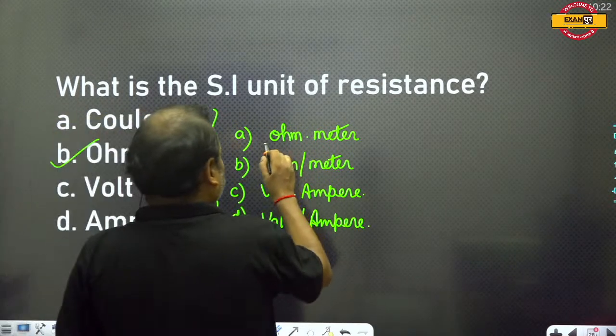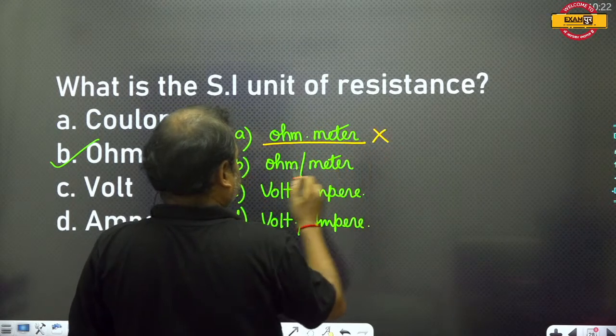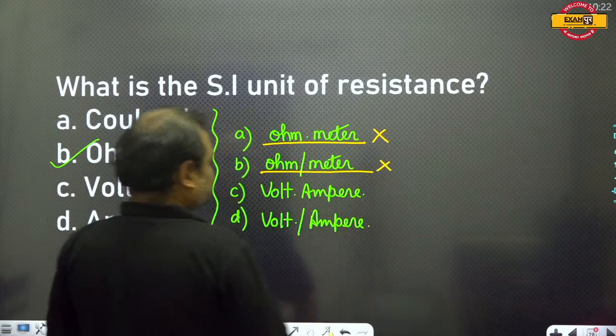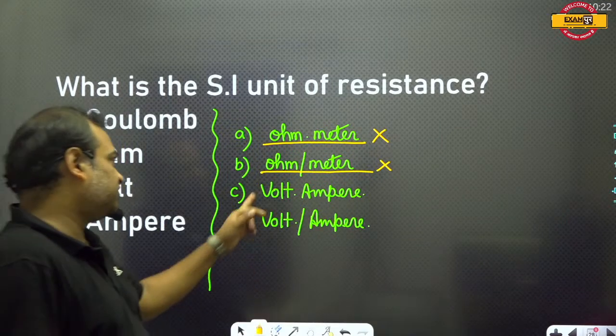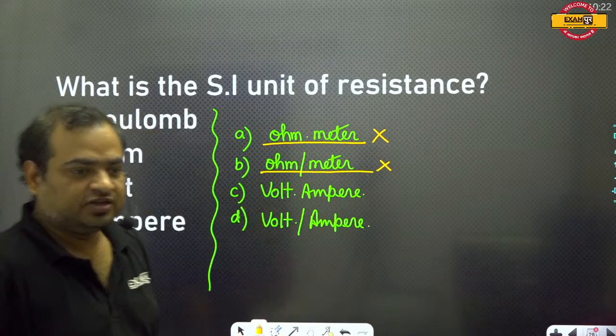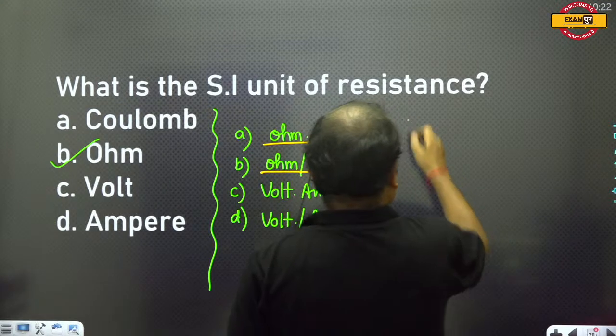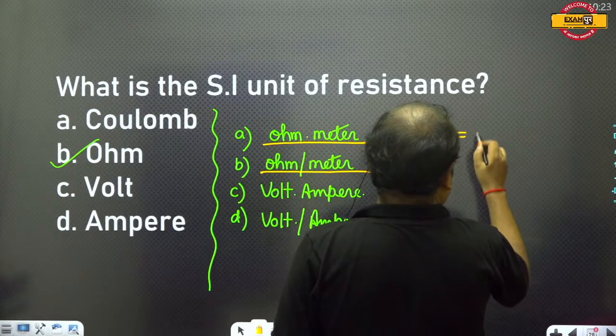Like actually, ohm meter. This is the incorrect answer. Ohm per meter. This is the incorrect answer. Now you will have to find out whether C option is correct or D option. That's why we will move to V is equal to R into I.